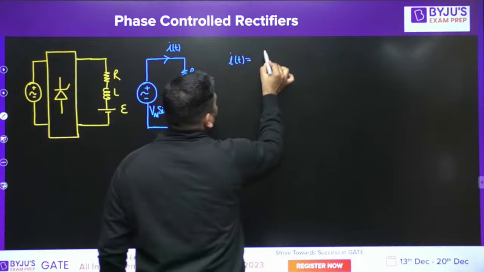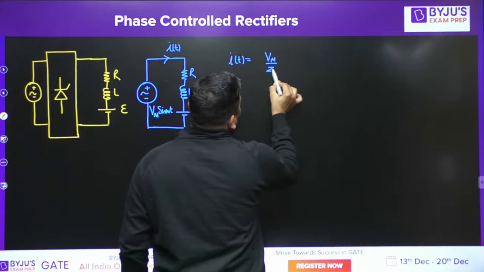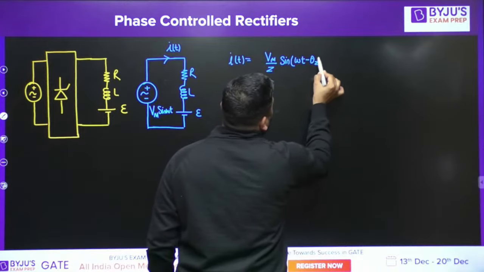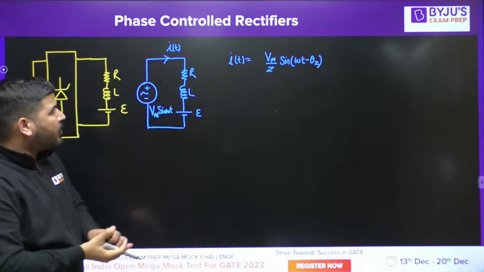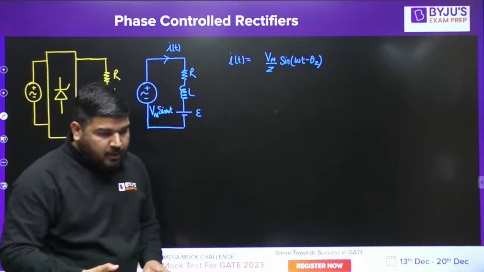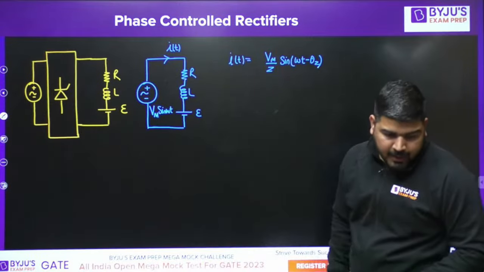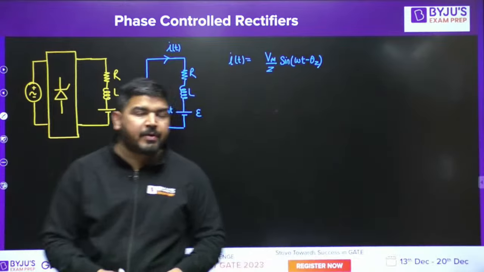It will be equal to Vm by Z. Let me write the equation directly. I don't know how many of you know how to write this equation. Minus theta Z, because this is important, guys. And I'm not going to tell you how to write this equation, because I have already told you in the AC transient lecture.